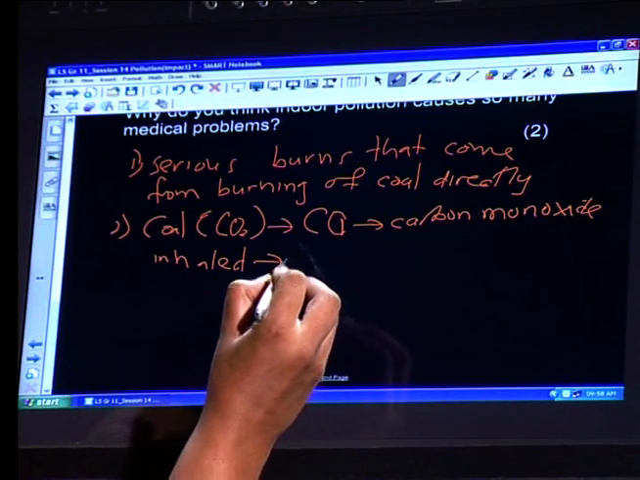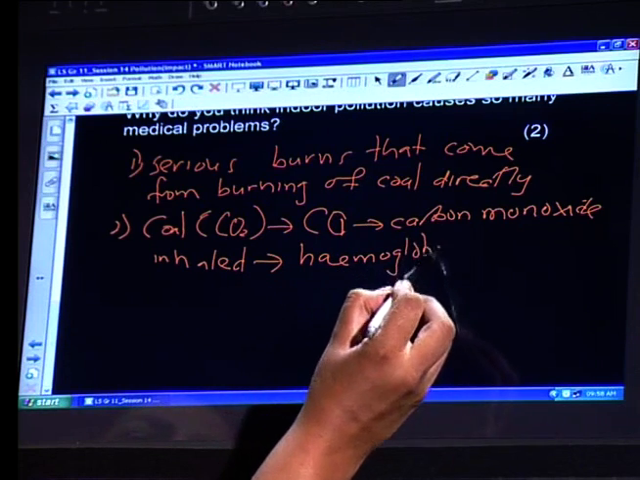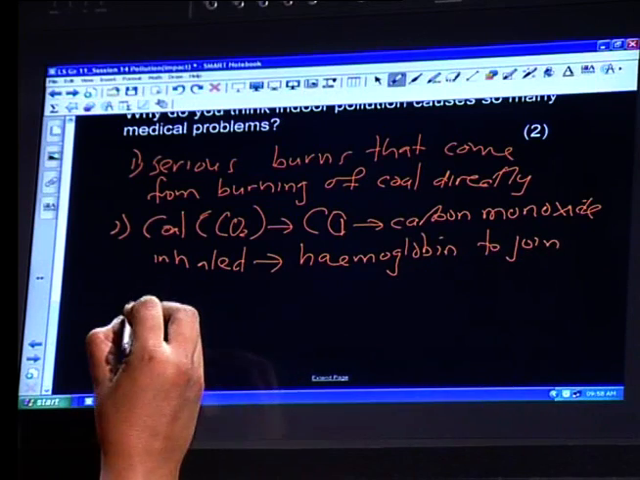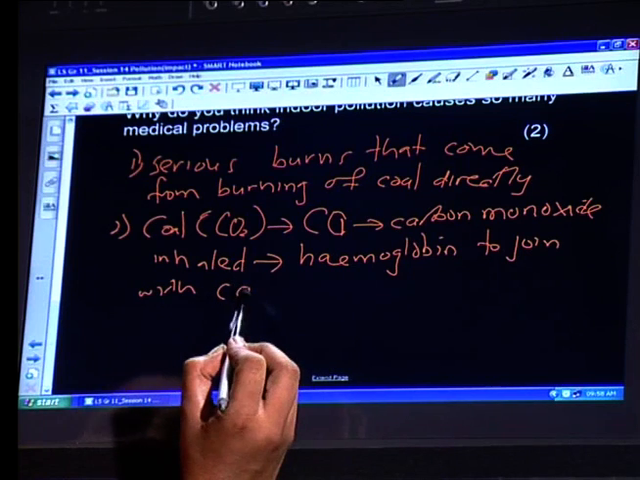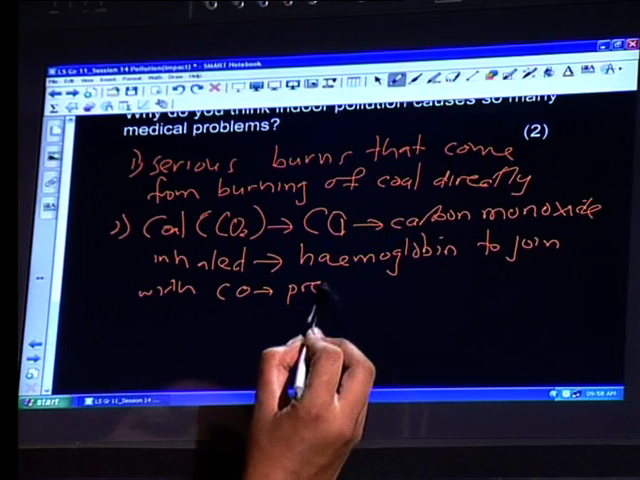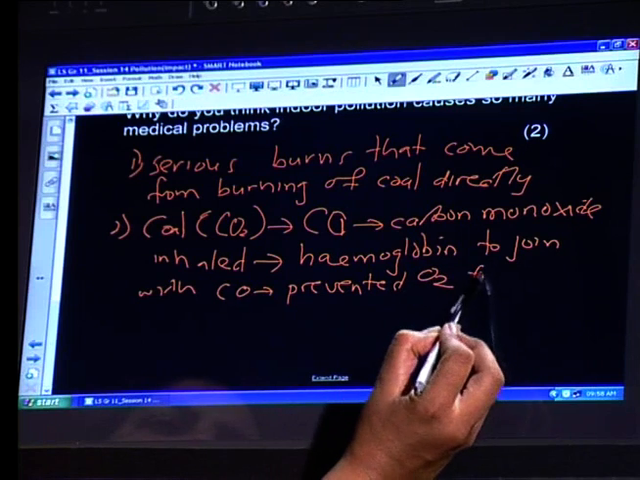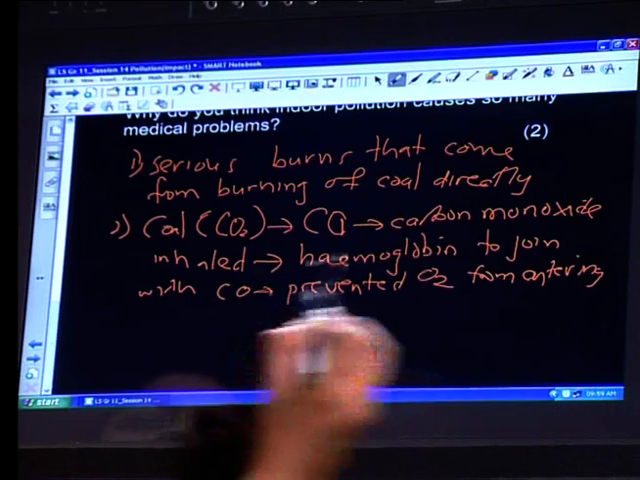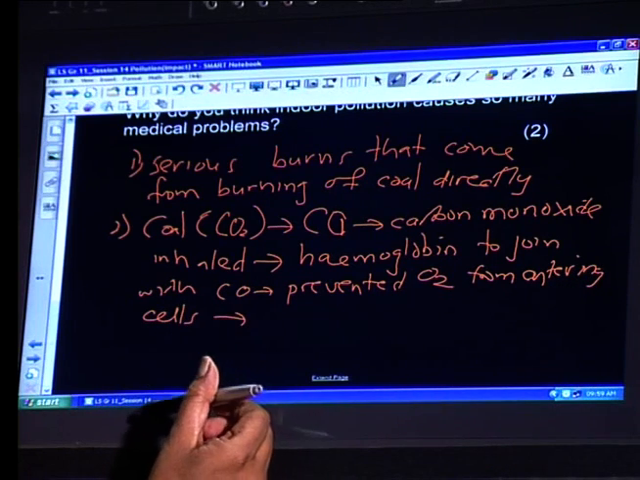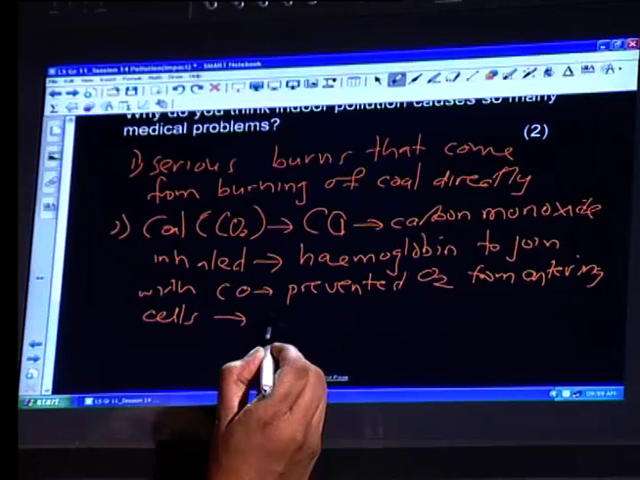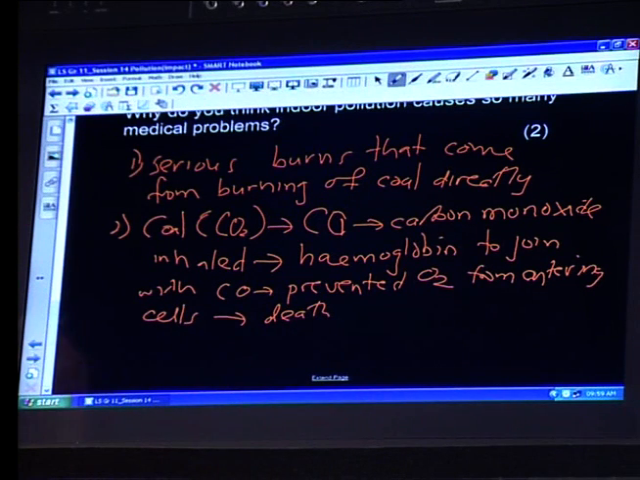So when coal is burnt in a closed room, carbon monoxide was inhaled. This caused the hemoglobin to join with CO, that's carbon monoxide, and then it prevented oxygen from entering the cells. You know, we can stay without food and water maybe for 40 days, but we cannot stay without oxygen for 4 minutes. So once oxygen was prevented from entering the cells, it caused death. So you cannot burn an open coal fire in a closed room. It needs to be well ventilated, to allow more oxygen to enter.